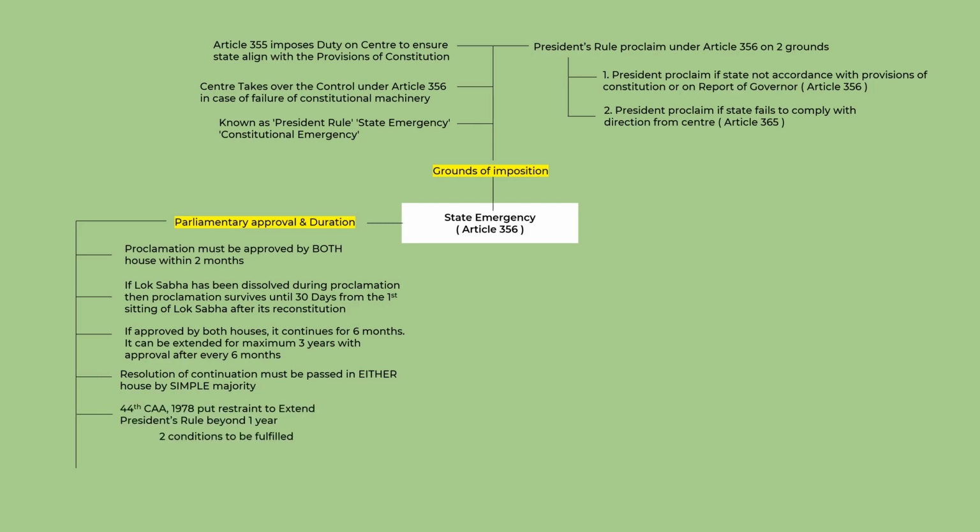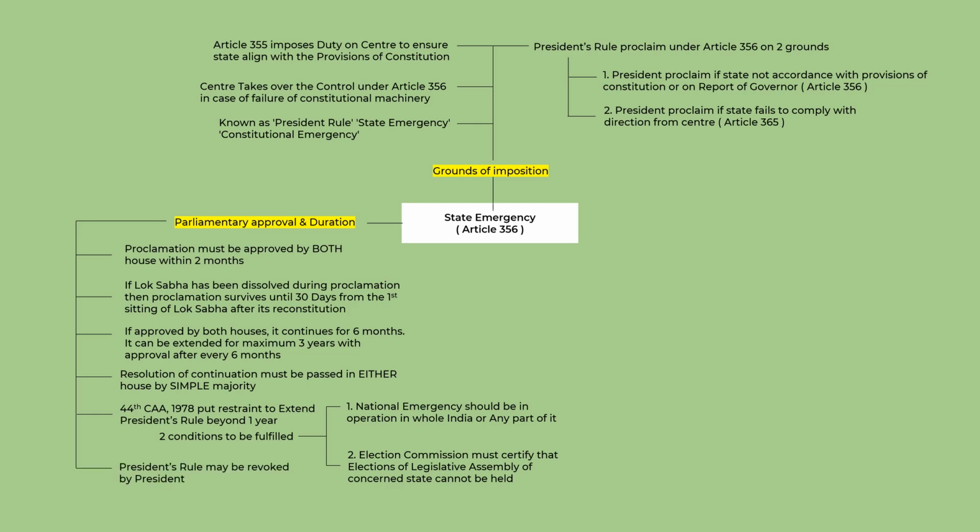The 44th Constitutional Amendment Act 1978 put a restraint on extending President's rule beyond 1 year. There are 2 conditions to be fulfilled. First, a national emergency should be in operation in the whole of India or any part of it. Second, the Election Commission must certify that elections of the Legislative Assembly of the concerned state cannot be held. President's rule may be revoked by the President.